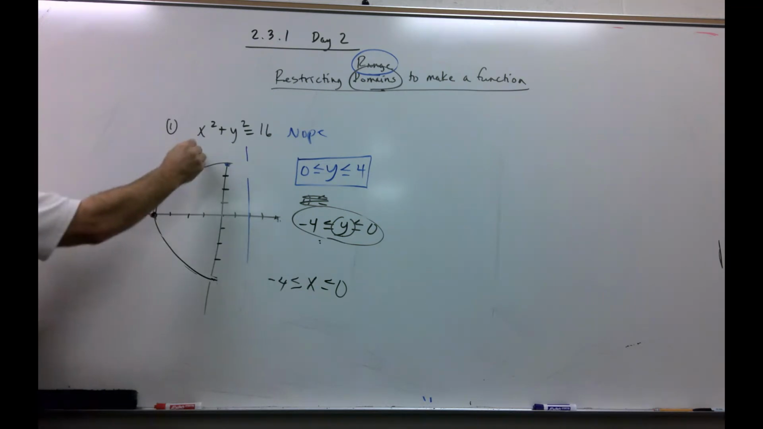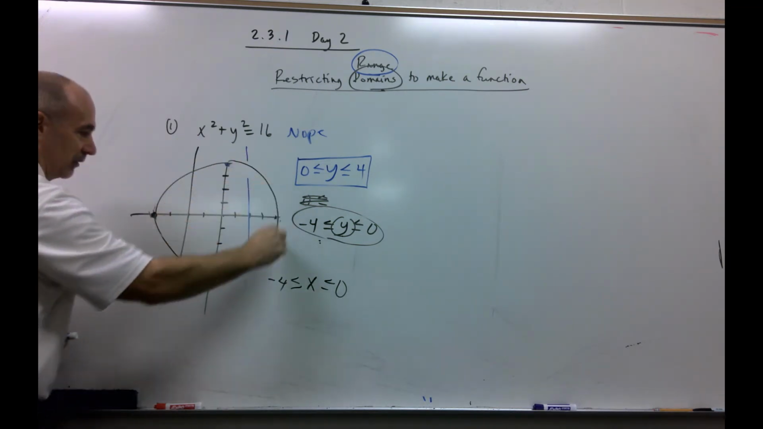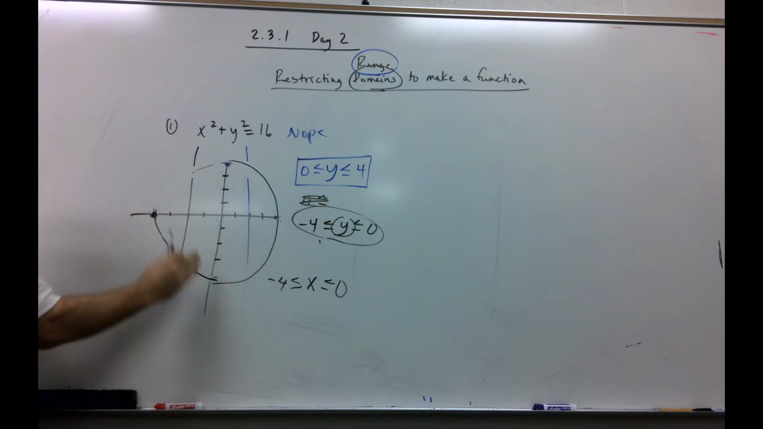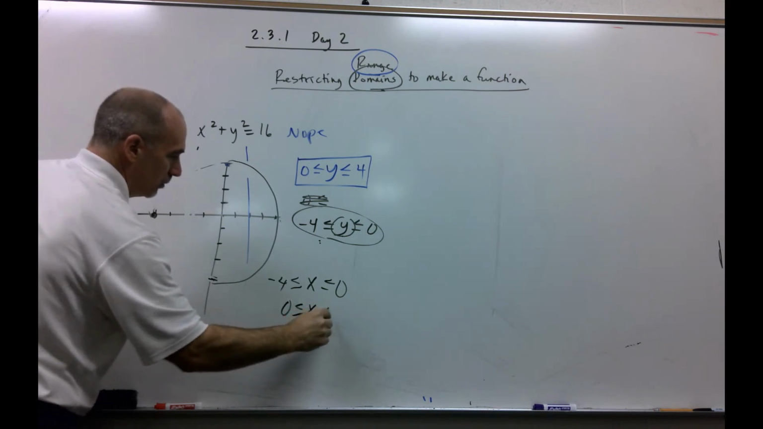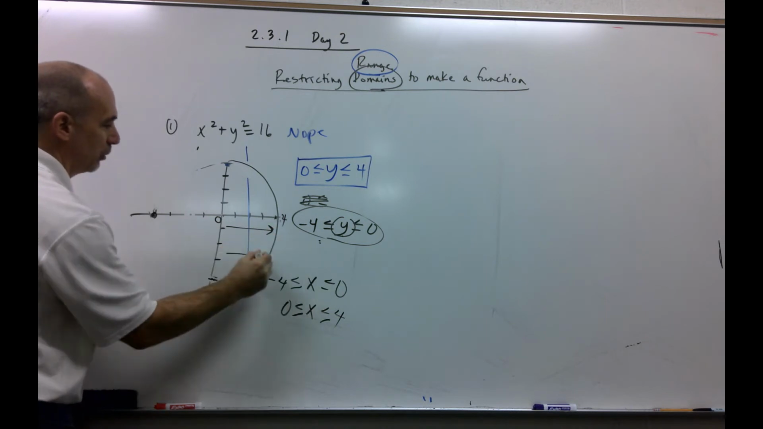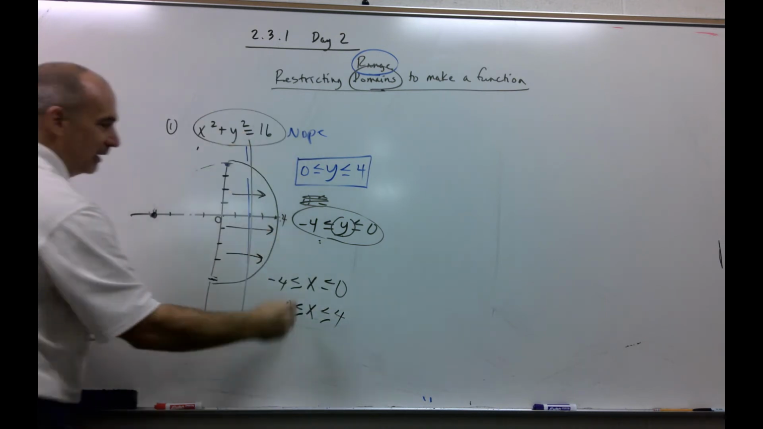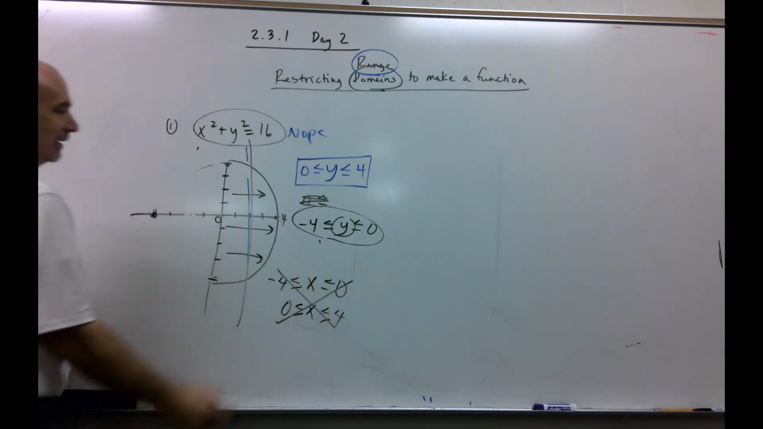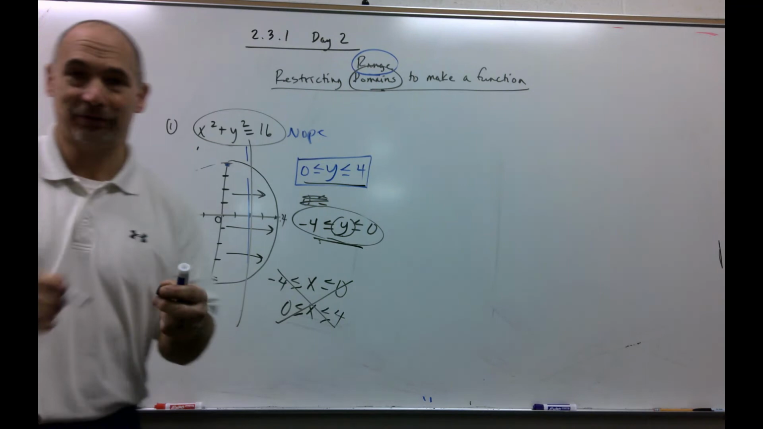Does this portion pass the test? No. So what if we restricted it to this side and said, let's forget about this side. Let's restrict it from 0 all the way to 4. This is my 4, this is my 0. What about this portion of this graph? Well, again, it fails. So by restricting the domain, it doesn't help us, but by restricting the range, it does help us.